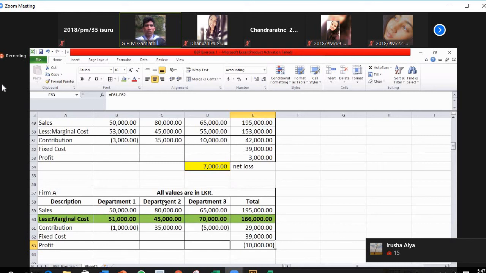But in here, Department 2, right, Department 2, 35,000. Then the contribution is 29,000 contribution, right? 29,000 contribution. But in here, 39,000 fixed cost, but 10,000 profit. So the solution is first we can cross Department 3, right? Department 3, right?